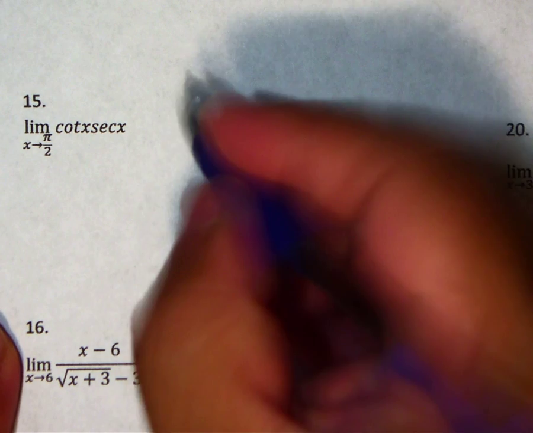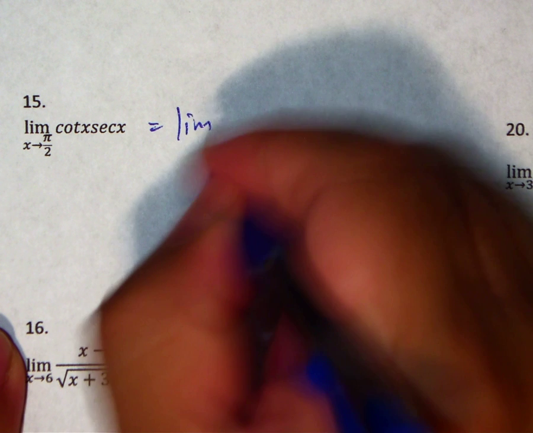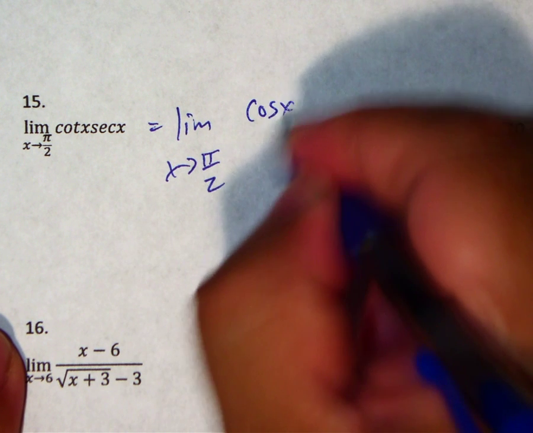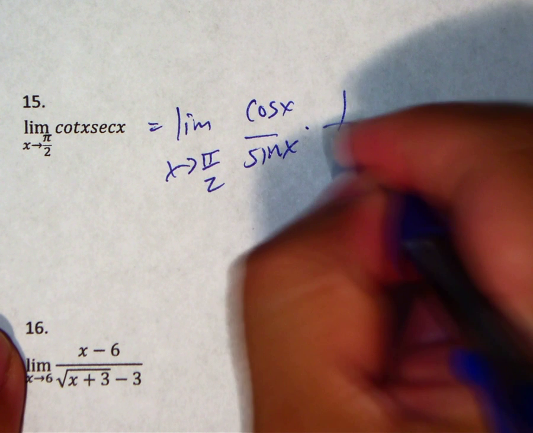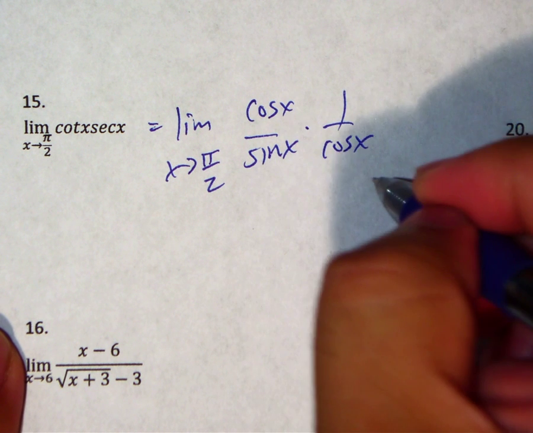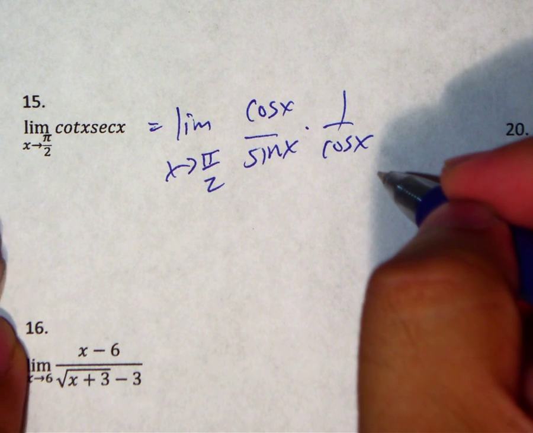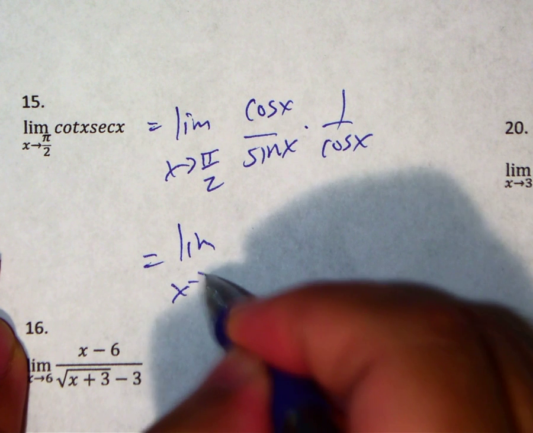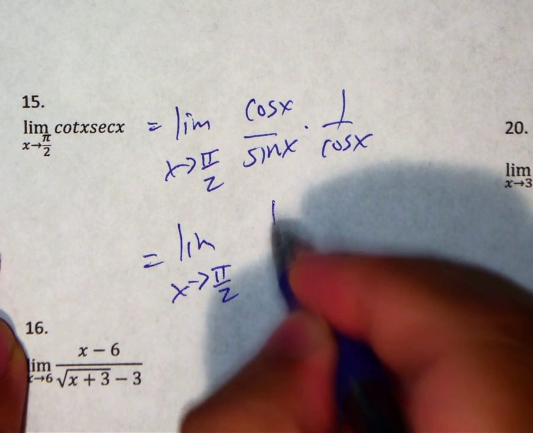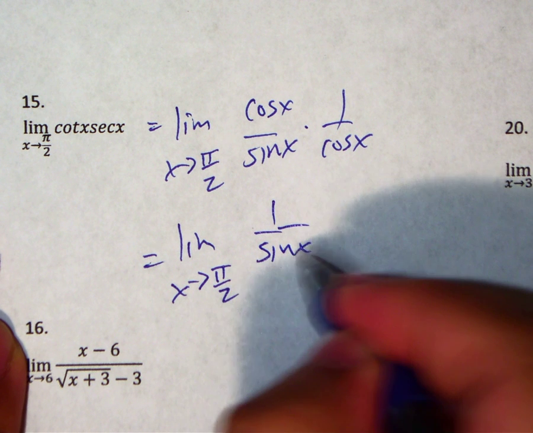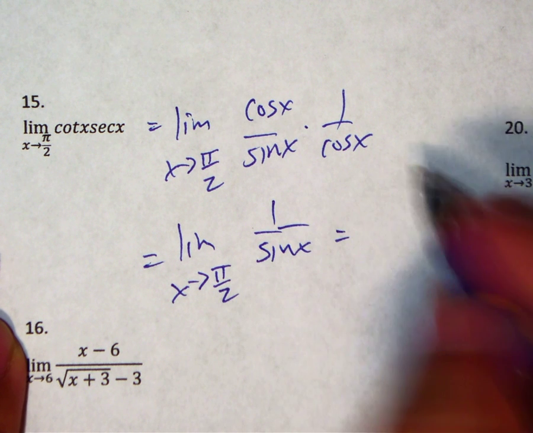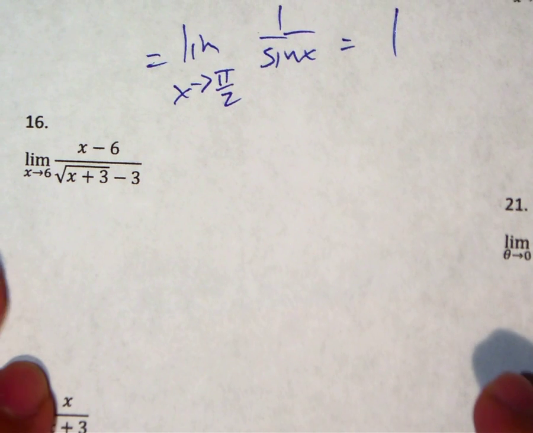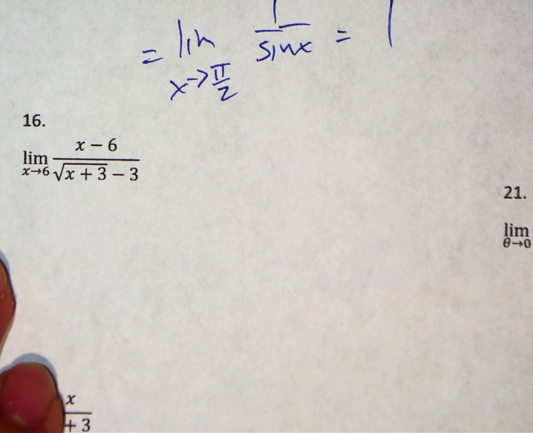15. Okay. I'm going to rewrite this in terms of sine and cosine. So it's cosine x over sine x times 1 over cosine x. So the cosine x's reduce, and all I get is 1 over sine x. And sine x is 1 at pi over 2, so just 1 over 1.